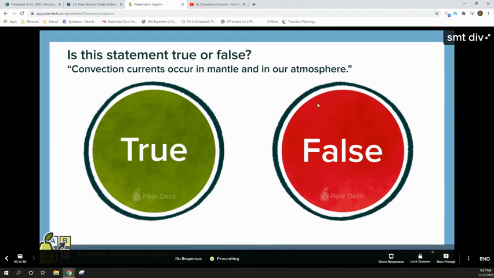Okay, and last but not least, let's see if you really get challenged. Convection currents occur in the mantle and in our atmosphere. The answer is true. As long as there are differences in temperature and density and it occurs in a fluid, then the answer is going to be true. You can have it in the mantle and in the atmosphere.